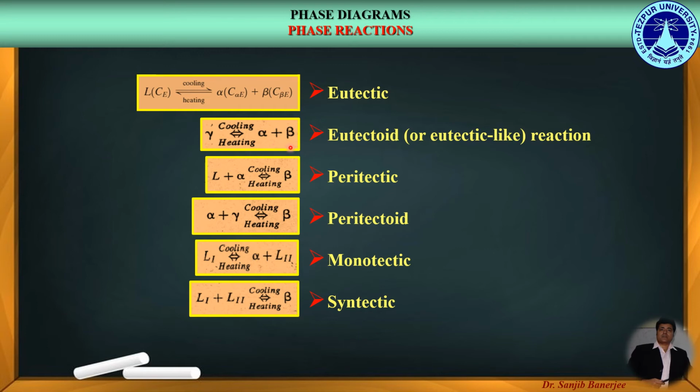Next, for the peritectic reaction, one liquid phase, that is L, and another solid phase, that is alpha, on cooling is converted into a single solid phase of beta. Next is the peritectoid reaction, where the two solid phases of alpha and gamma on cooling is converted into a single solid phase of beta.